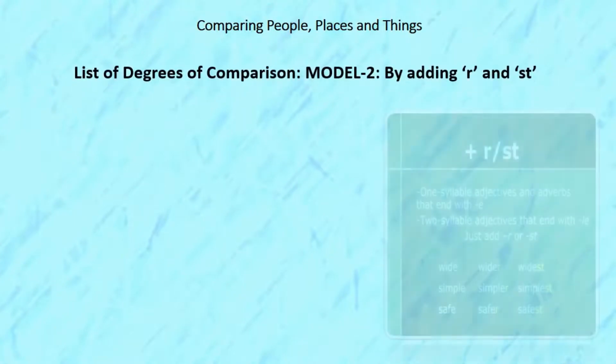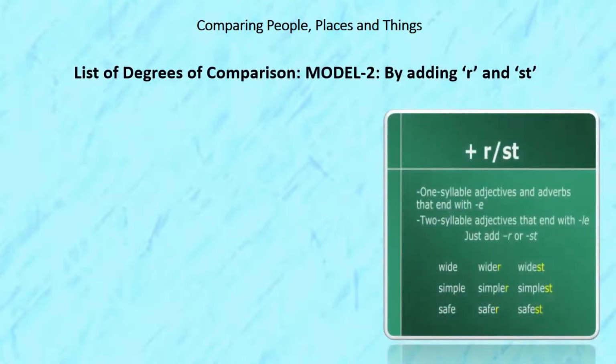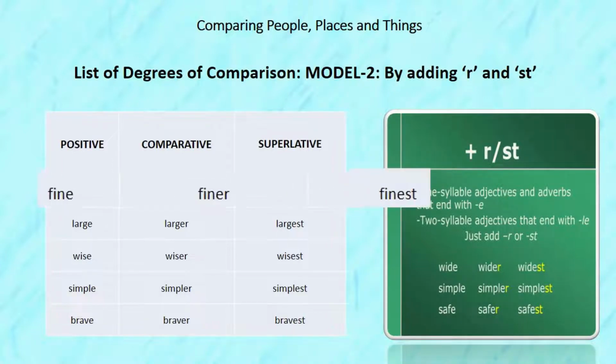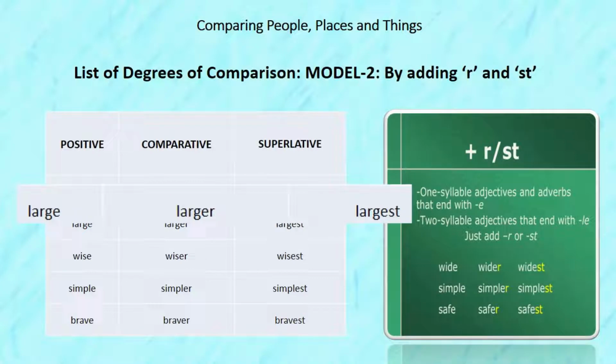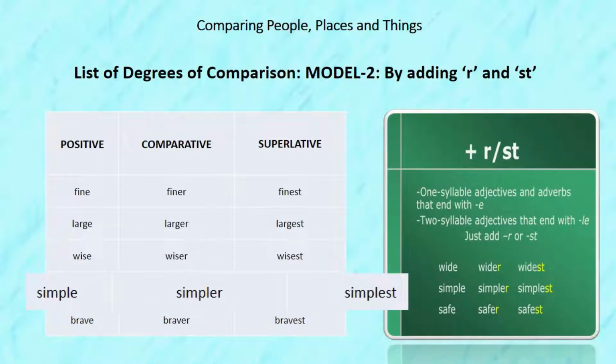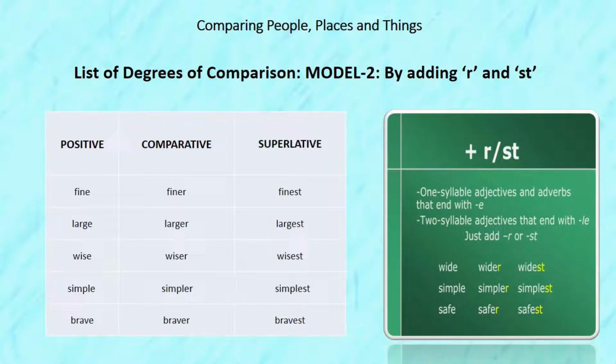In the second model, we add an R or an ST to the positive degree. Here are a few words where we use it. Fine, finer, finest, large, larger, largest, wise, wiser, wisest, simple, simpler, simplest, brave, braver, bravest.